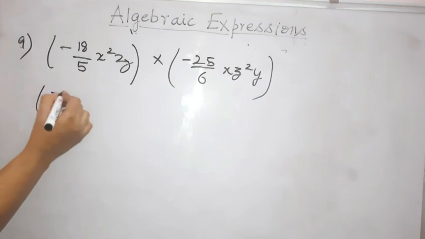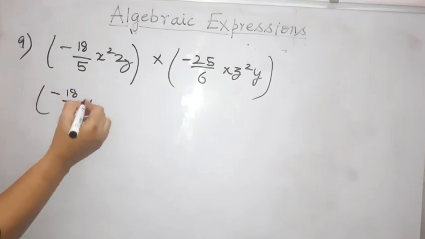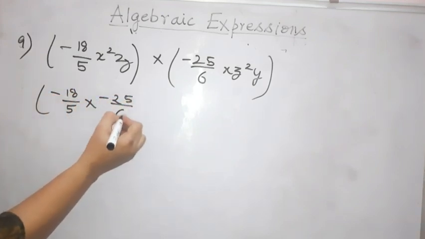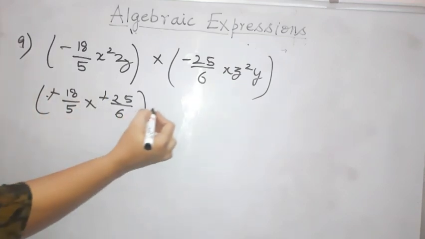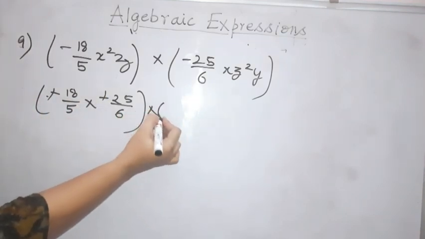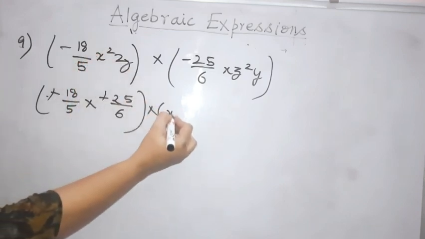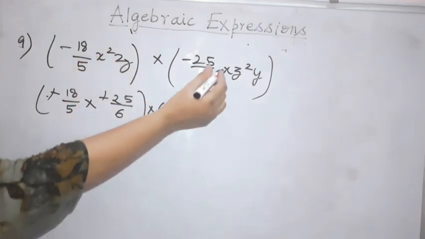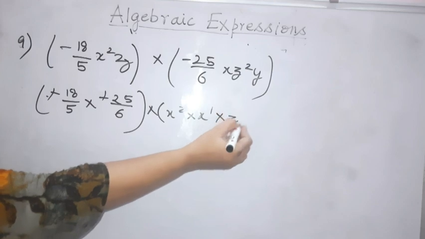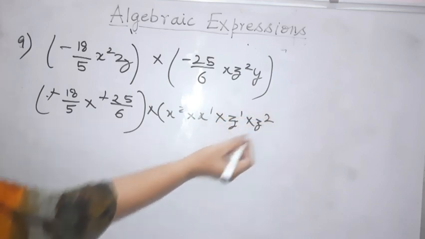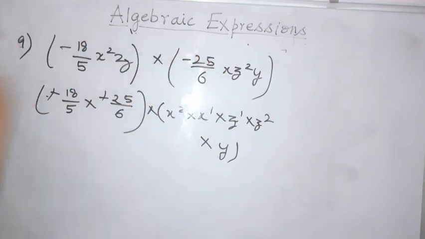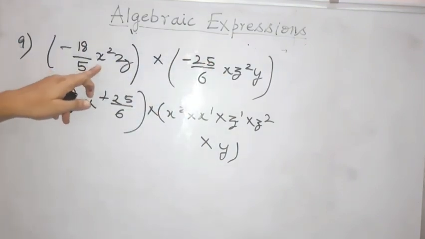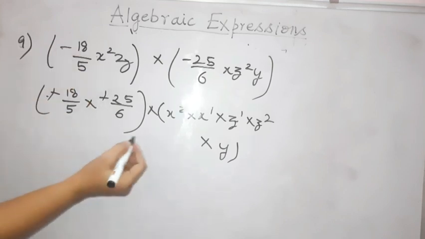So minus 18 upon 5 will be multiplied by minus 25 upon 6. Two negatives are going to cancel because they are even in number. Now multiplying the literal factors, x square multiplied by x to the power of 1, z to the power of 1 multiplied by z to the power of 2, and there is only one y, which is in the second algebraic expression. In the first algebraic expression there is no y.